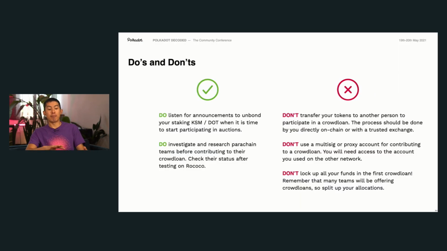So now that we've covered all the basics of crowd loans and auctions, let's go over some of the do's and don'ts. First, you definitely do want to listen for announcements to unbond and stake your staking KSM or DOT when it comes time to start participating in these auctions.